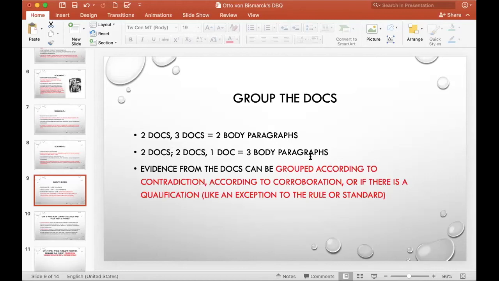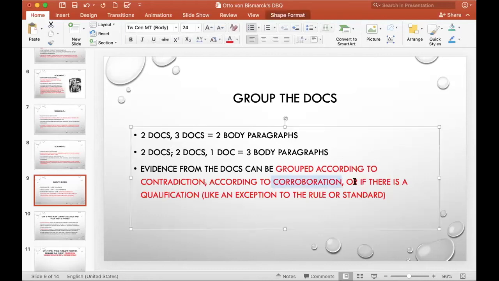And you can group them according to contradiction. If you see 2 documents that directly contradict each other, you can group according to that. You can group according to similar topics or corroboration. Or if there's an odd man out document or a qualification, like all the documents support this except for this, you can also group according to that. Like, well, these 2 say this, but this one says this instead. So it's another way you can group them together.